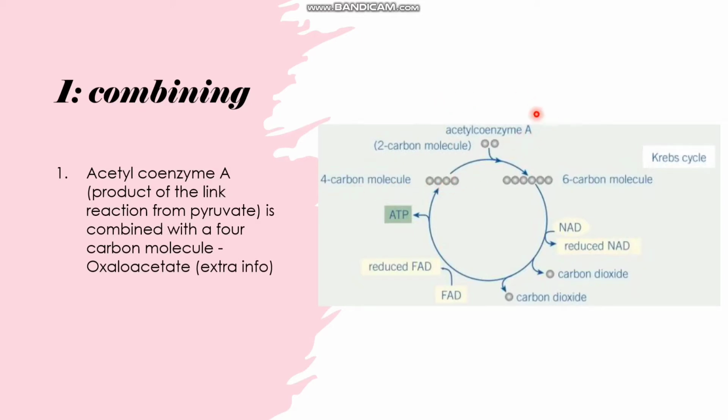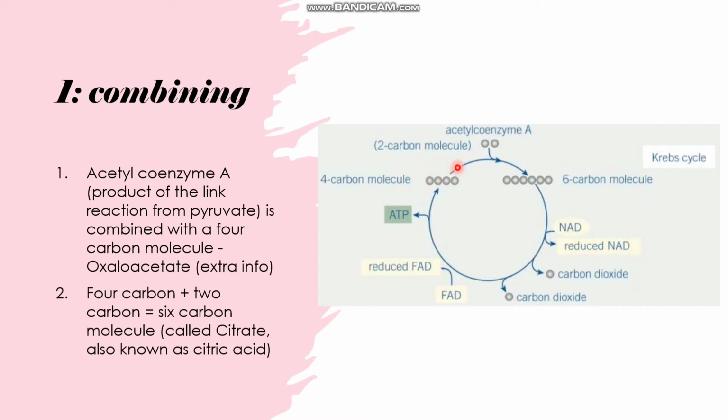So we've produced our acetyl coenzyme A in the matrix, and now we want to combine it with a 4-carbon molecule already in the matrix of the mitochondria. This 4-carbon molecule is called oxaloacetate. This is extra information that you don't need to know, however I do recommend that you learn it, because a 4-carbon molecule is very vague, as this could be any 4-carbon molecule. So we want to combine our oxaloacetate and our acetyl coenzyme A in the matrix of our mitochondria.